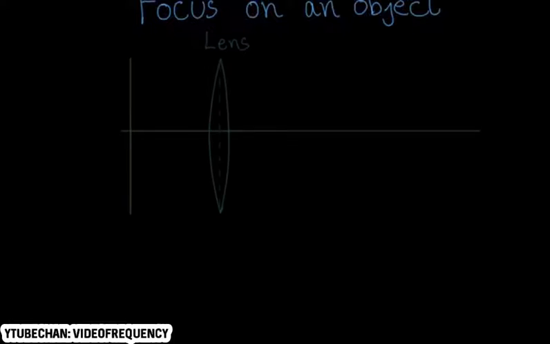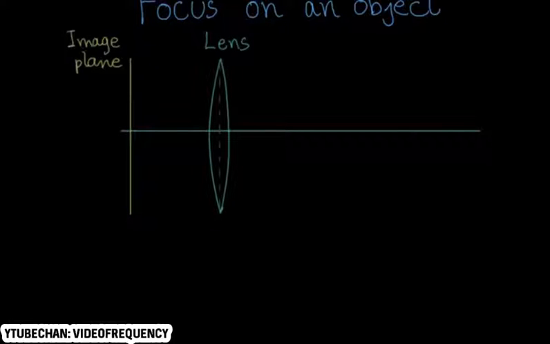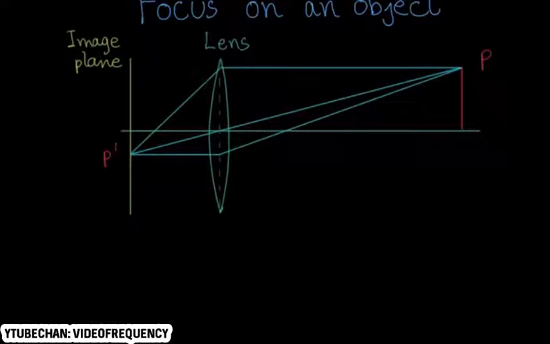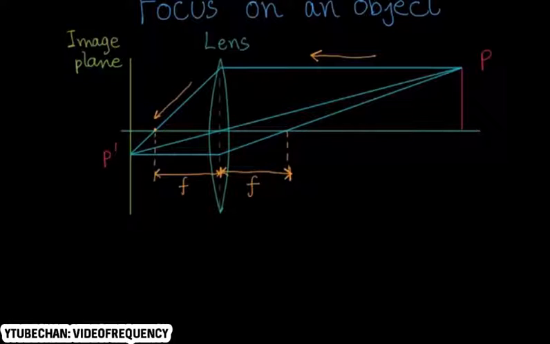Let's try and apply this equation to bring an object into focus. Here's our lens and image plane. Now say we have an object point P that gets projected onto the image plane at point P prime. Now let's complete the thin lens diagram. We know that rays of light from P that are parallel to the principal axis, after refraction, cross the principal axis at a point that is focal length away. So that distance is f. Similarly on the other side, that is also f.